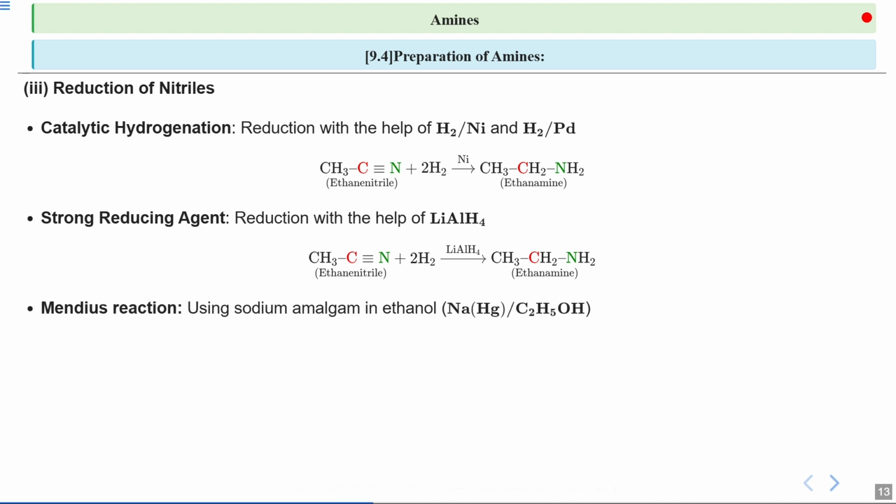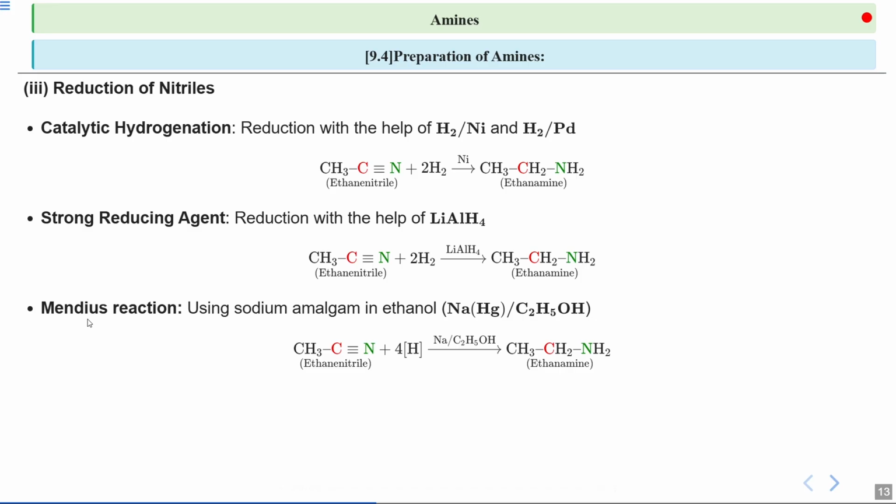Next, we are going to look at the Mendius reaction. So this reaction uses sodium amalgam, which is sodium dissolved in mercury, along with ethanol as a solvent. So this is sodium amalgam along with ethanol as a solvent. So this is another way to reduce nitriles to amines. You need to remember the name. This is the Mendius reaction over here.